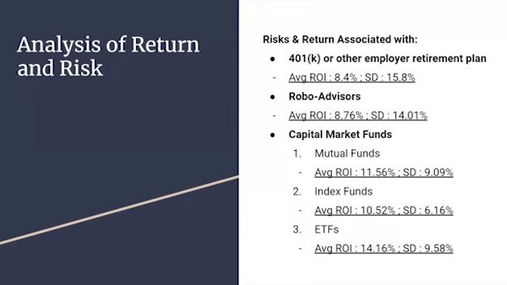Analysis of return and risk. Let's look at some metrics that our investments provide for beginners. Looking at ROI on a 401k, you can see we have a return on investment of 8.4%, but it's a highly risky investment with a 15.8% standard deviation. Looking at robo-advisors, still a high standard deviation there, but the return on investment is more than reasonable. Now we look at the main money makers, our capital market funds, which have an average of about 12% ROI with relatively lower standard deviations than the previous instruments.